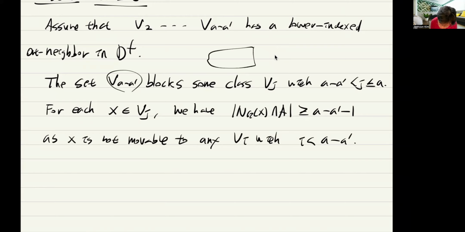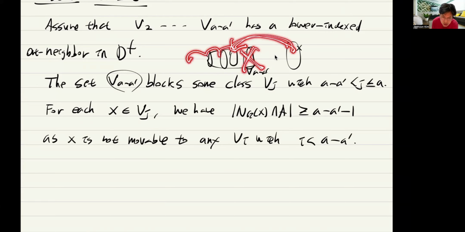That means x cannot be moved to any of the earlier classes. If it could be moved to one of them, then even without this, you could find a path in D superscript F that reaches V1. So that is a contradiction. That means it can only be moved to here, so it has a neighbor in everything else in the earlier classes.